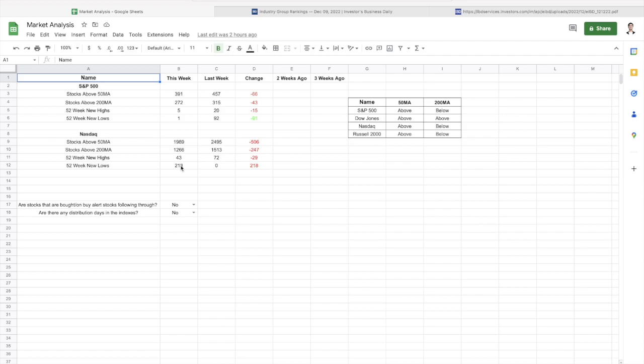Another thing that I take a look at when conducting my market analysis is the stocks that are on my buy alert or any stocks that I bought last week, and whether these stocks are falling through. So for last week, most of the stocks that were on my buy alert or most of the stocks that I bought were not falling through after they break out. So we'll take a look at some examples.